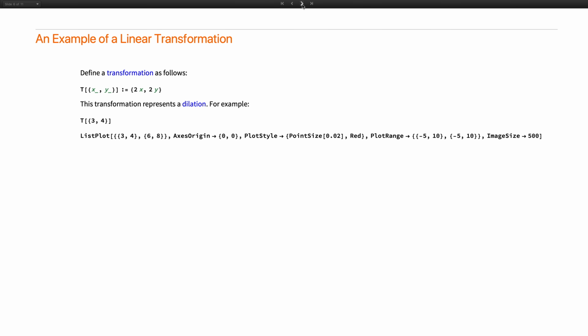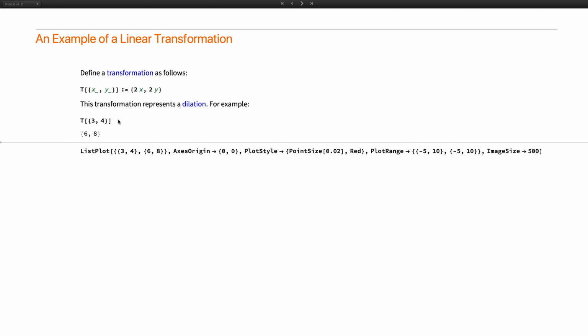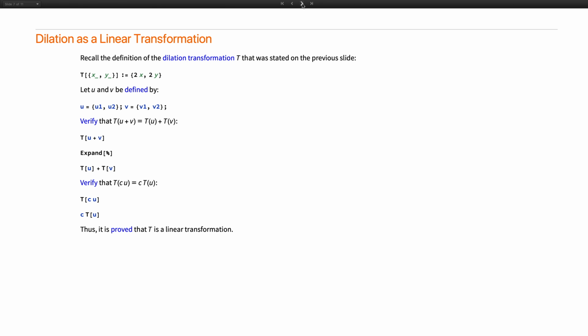And as an example of a linear transformation, here is the transformation T, which is given by T(x, y) = (2x, 2y). So that's a kind of dilation. It expands vectors, dilates them. So if you take (3, 4) as the input, then the output is (6, 8). So here's a plot. That's the original vector (3, 4). That's the image (6, 8), and you can see it's a dilation with center the origin. Okay, so the question is, why is this a linear transformation?